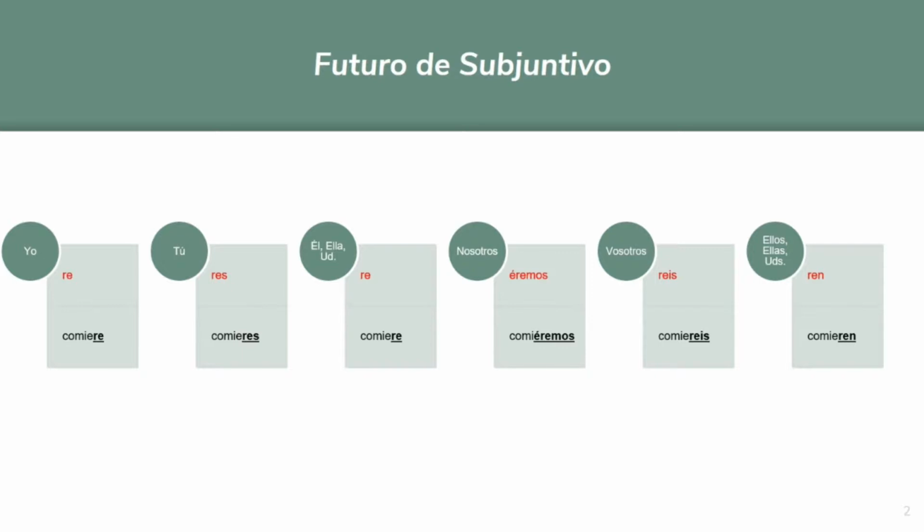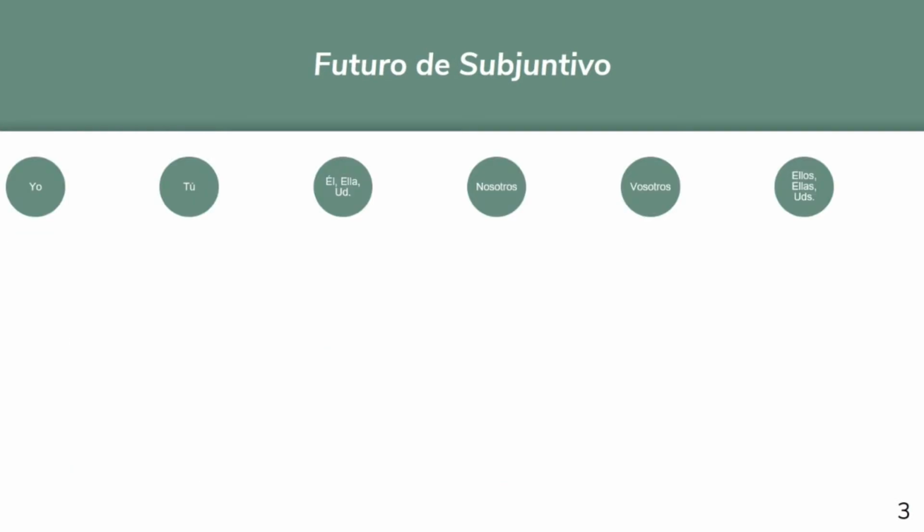So for yo, it would be comiere. For tú, it would be comieres. For él, ella, or usted, it would be comiere, again, same as yo. And then for nosotros, it's comiéremos, C-O-M-I-E with an accent, R-E-M-O-S. For vosotros, it's comiereis, C-O-M-I-E-R-E-I-S. And for ellos, ellas, and ustedes, it's comieren, C-O-M-I-E-R-E-N.